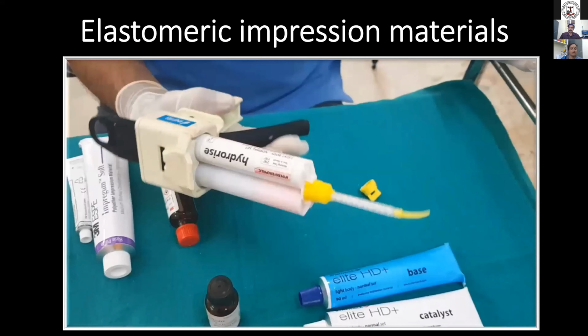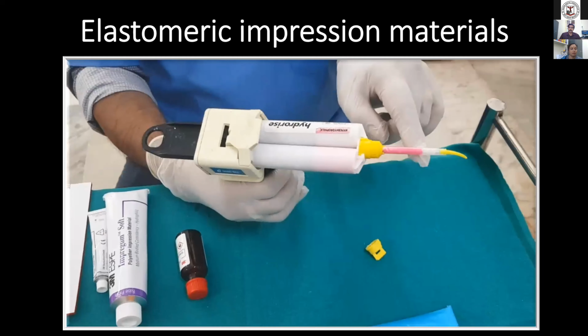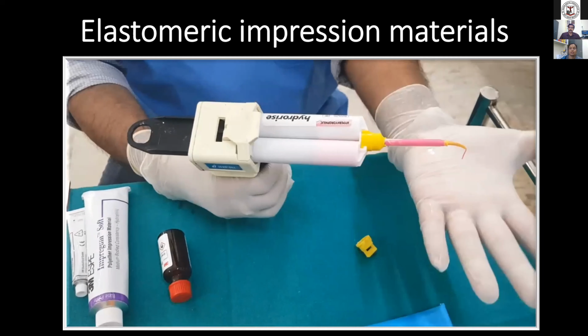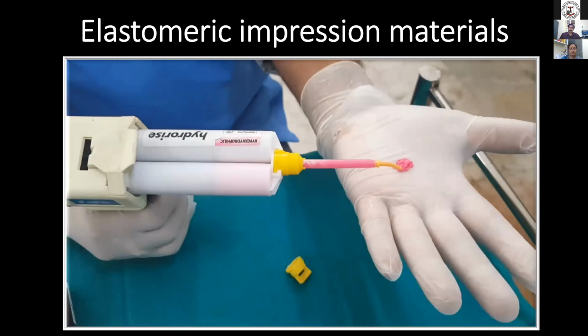When you press the handle, you can see the material being extruded and mixed through the spiral, and properly mixed material is ejected out through the intraoral tip, which can easily be injected around the prepared tooth.